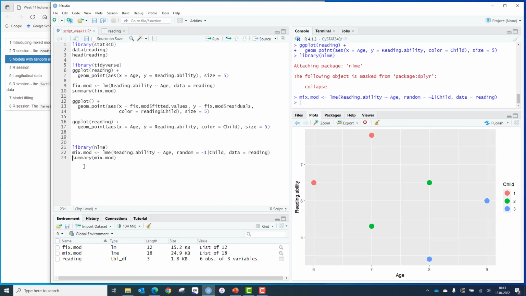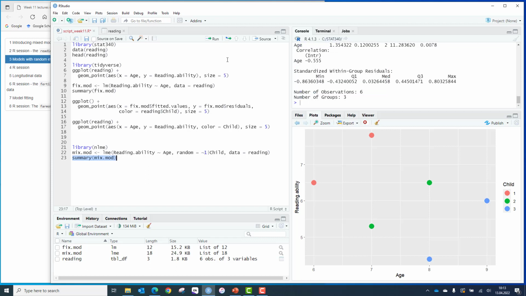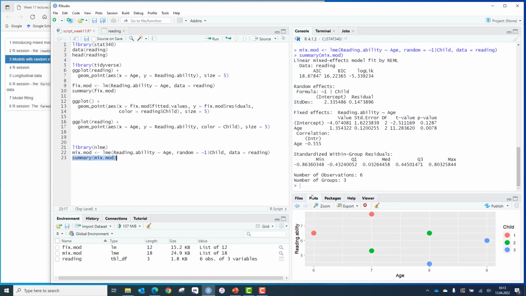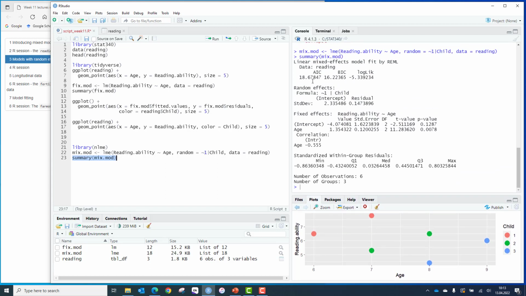Like that. And then we can, of course, as we have done before, look at the summary of such a fitted object. Let's do that. And let me increase the size. So let's have a small look at the output from this one, because it deviates a little bit from the LM output, but not that much either. First of all, it says linear mixed effect model fitted with REML. We will come back to that.